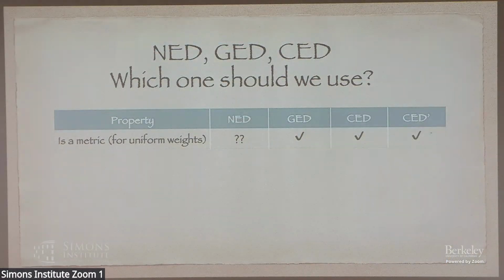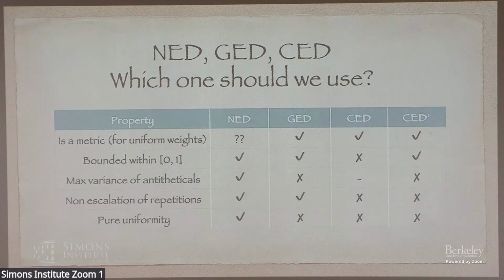And the first point we know is that the second and third are a metric. We don't know this about the first. So we looked at other properties, other characterization that we found plausible about a normalized edit distance. I'm not going to go into details, but NED satisfied all of them and the other two didn't. So we were really frustrated, and we wanted to work with NED.